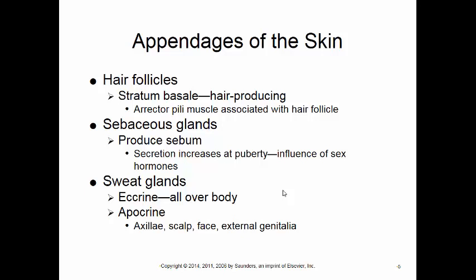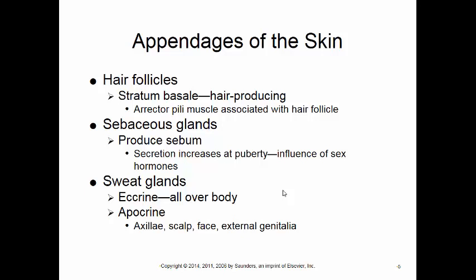And they also have a muscle called the erector pili muscle that is associated with the hair follicle, so when we get goosebumps, the erector pili muscles are stimulated, and it makes the hair stand on end. This is when we're frightened or cold.